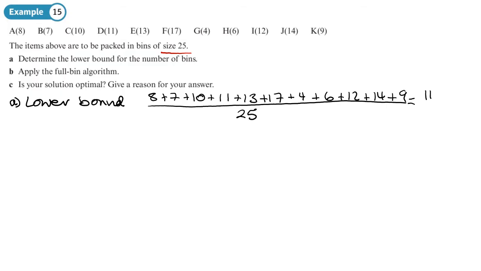Okay, the top adds up to 111. We divide that by 25. Now that gives us 4.44. So we now need to round that up. So a lower bound is going to be 5 bins required.